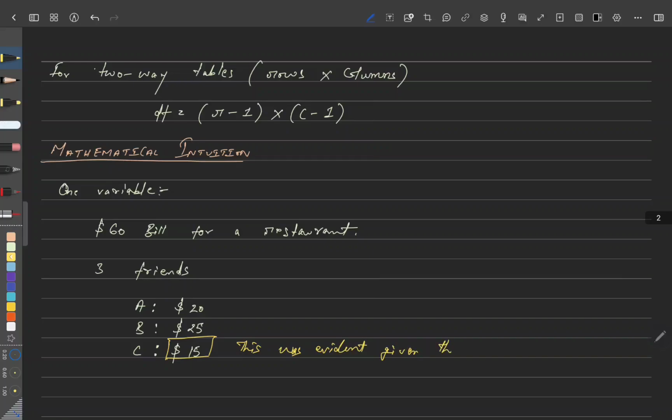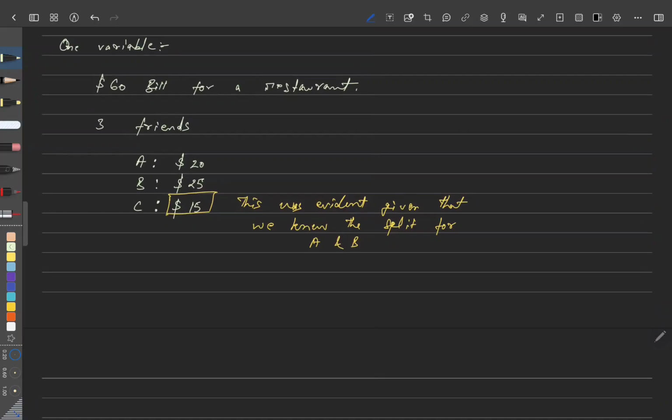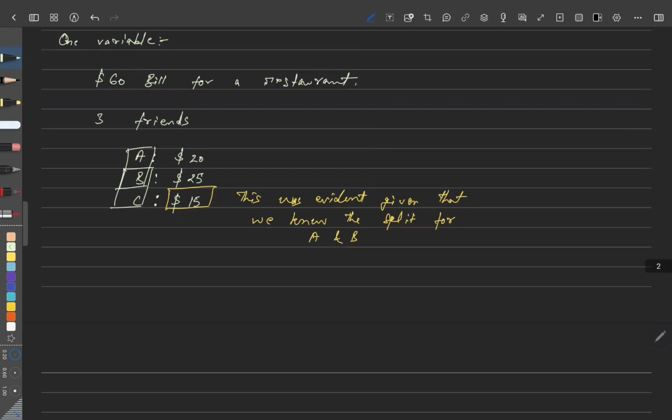Because you already allotted 20 and 25 to friends A and B, the only remaining amount, that is $15, goes to C. So this was evident given that we knew the split for A and B. We saw that we were free to choose the values for 2 friends, and we can do that for any 2 friends, whether it be A or C, A or B. The third one got automatically derived because that was the remaining amount.